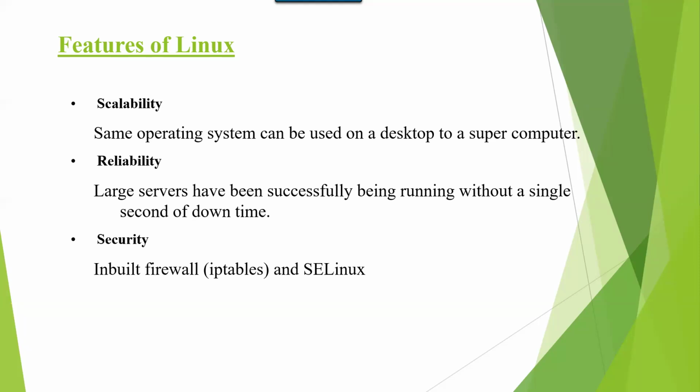If you observe Windows, there are separate operating systems for clients and servers. Client operating systems means what we have? 95, 98, ME, XP, Vista, Windows 7, Windows 8, Windows 10, Windows 11. These are the client operating systems. Server operating systems means what? NT, 2000, 2003, 2008, 2012, 2016. These are the server operating systems.